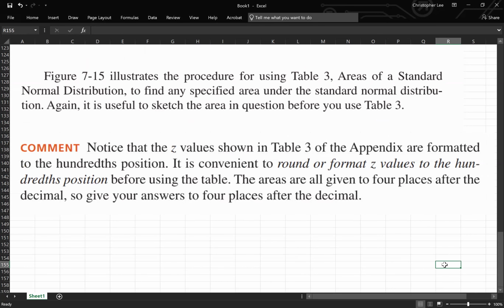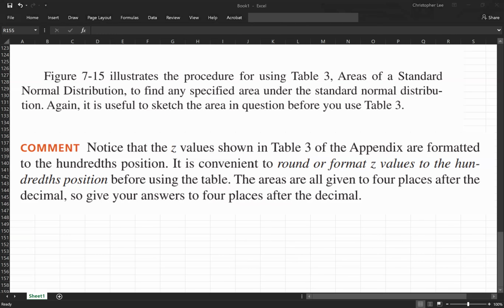So notice that the Z values shown in the table of the appendix are formatted to the hundredth position. It is convenient to round or format Z values to the hundredth position before using the table. The areas are all given to 4 places after the decimal. So give your answers to 4 places after the decimal. Me personally, if you're using the calculator, just give me everything. We ain't gotta worry about rounding. Just write everything.